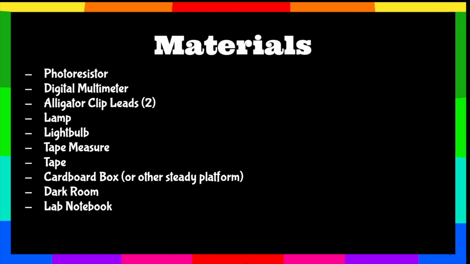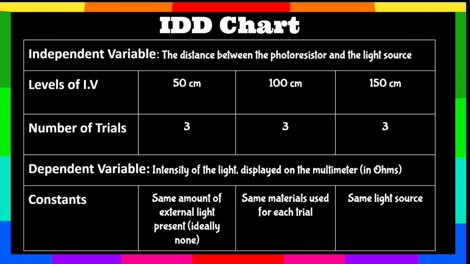Our materials that we used were a photoresistor, a digital multimeter, 2 alligator clip leads, a lamp, a light bulb, a tape measure, tape, a cardboard box or another steady platform, a dark room, and a lab notebook. Our independent variable was the distance between the photoresistor and the light source, and our levels of the independent variable were 50 centimeters, 100 centimeters, 150 centimeters, and we did 3 trials for each of these.